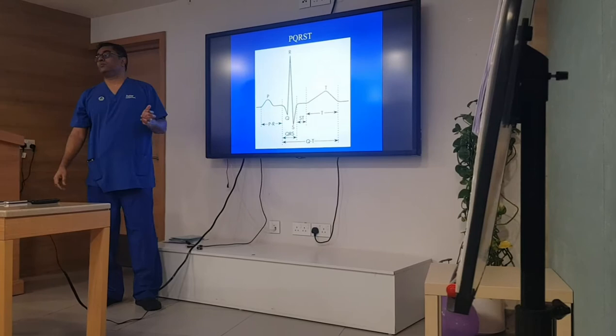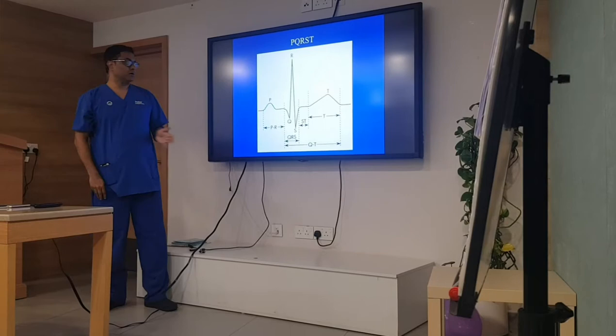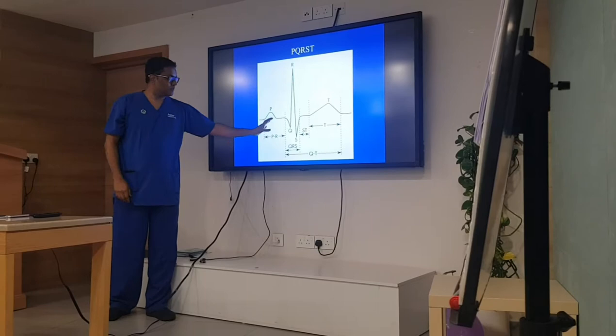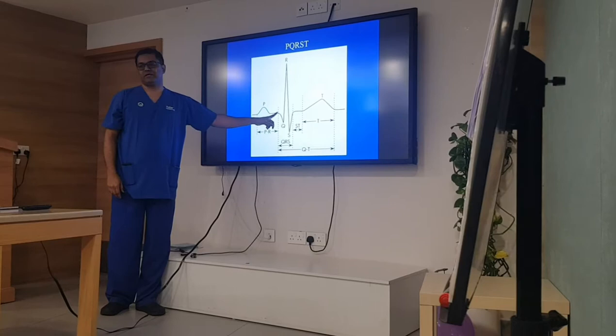When the AV node is severely damaged, you know, heart blocks, complete heart block, second degree heart block, then there may be a lost capture also. So for every P wave, you may not get a QRS. So you may have two P waves and then a QRS and so on. So in other words, apart from the morphology, you need to look at the intervals also, okay? So the PR interval is for AV conduction, okay?